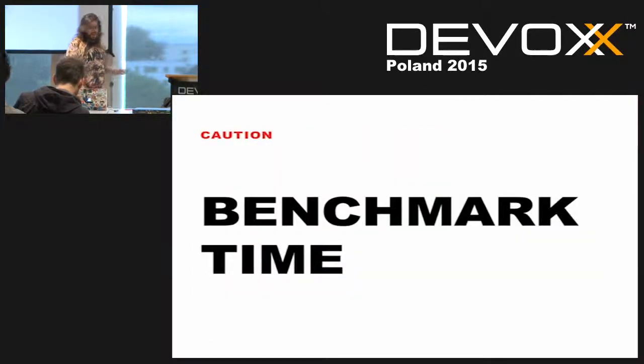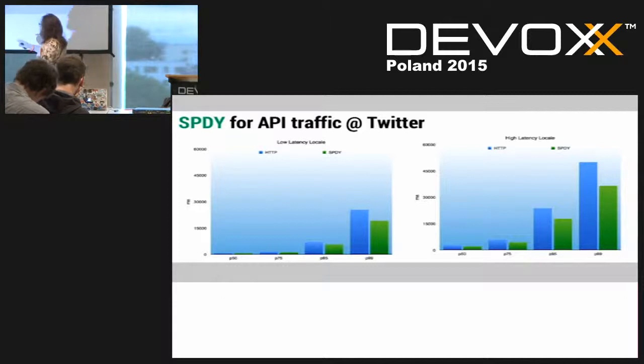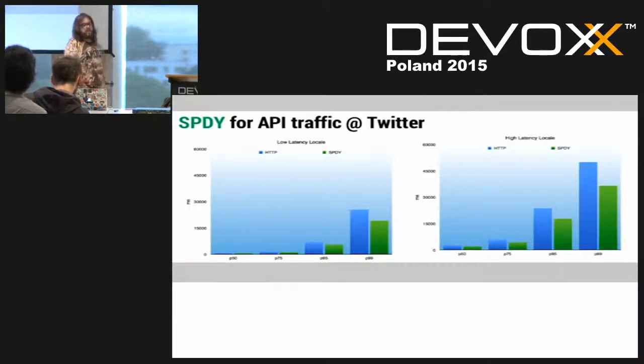Okay, it will be benchmark time. Benchmarks are benchmarks, which is basically not the truth, and we all know that. But it's a big picture. This is the SPDY implementation at Twitter. In blue you have HTTP, and in green you have SPDY. And this is the latency of the requests on Twitter. We can see it's a huge improvement, with low latency for the user. So Twitter switched to SPDY only for this.